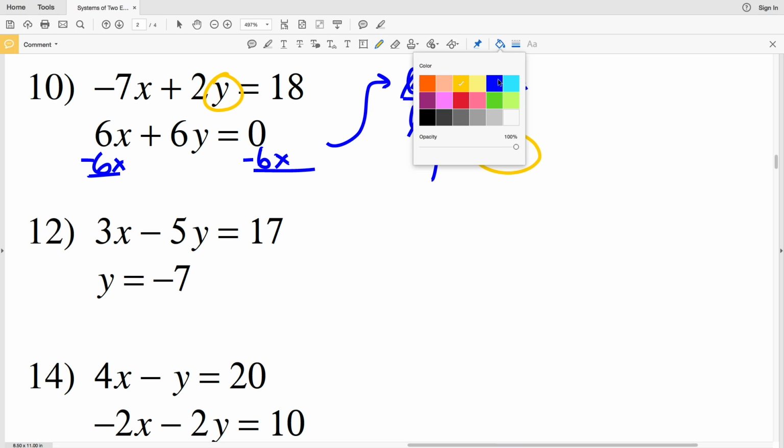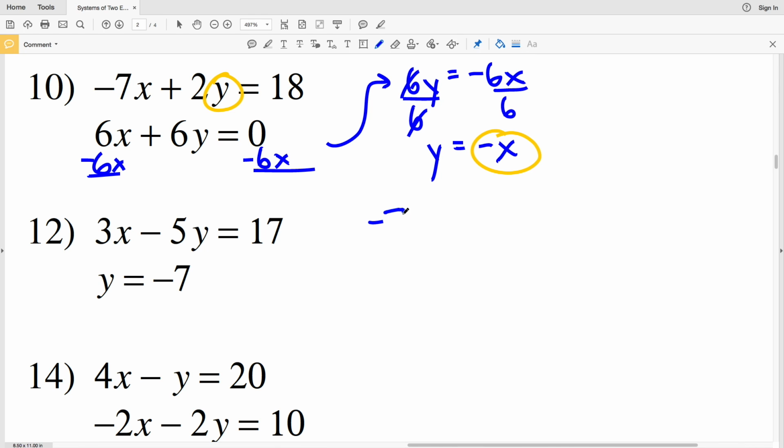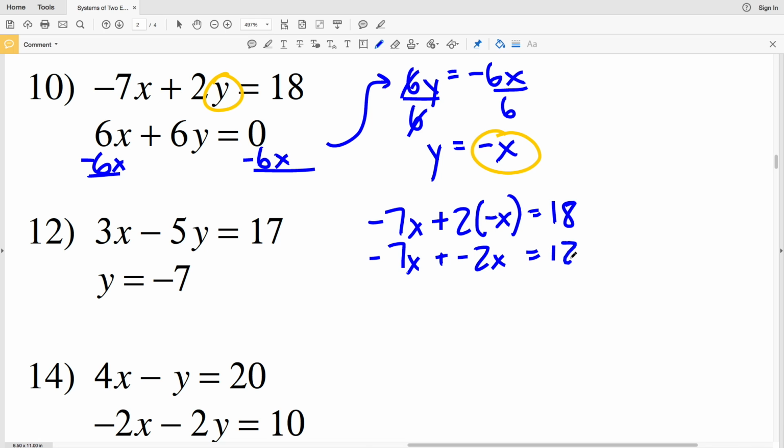So if y equals negative x, I'll take negative x and plug it in for y in my first equation. So I will have negative 7x plus 2 times negative x equals a positive 18. And that's negative 7x plus negative 2x equals 18. So negative 9x equals 18, and when I divide by negative 9, I'll get that x equals a negative 2.